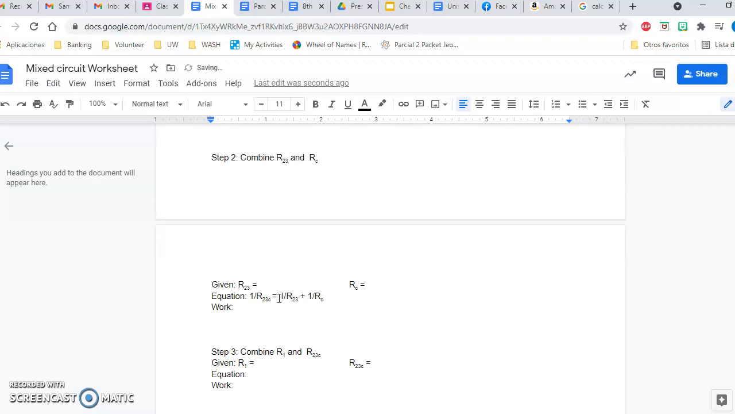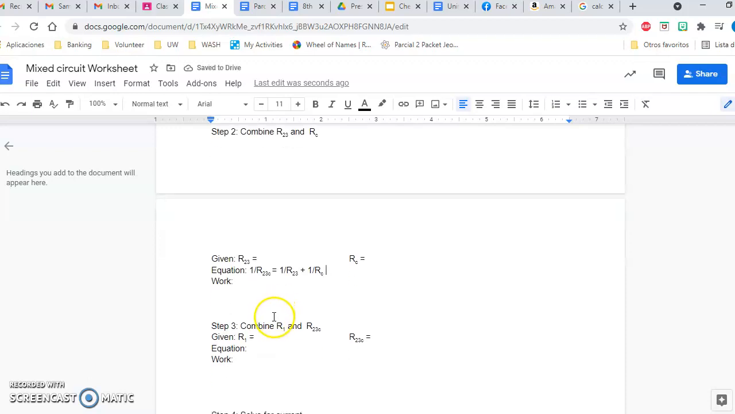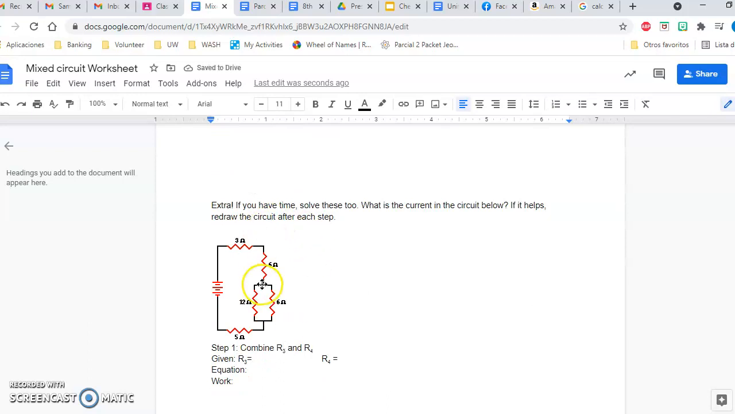Just like this. And then the last step is combining R1 with R23C, which is again going to look like a series circuit. So we just say R total is equal to R1 plus R23C.